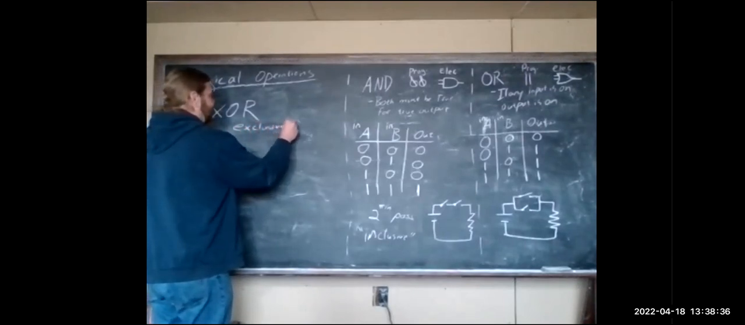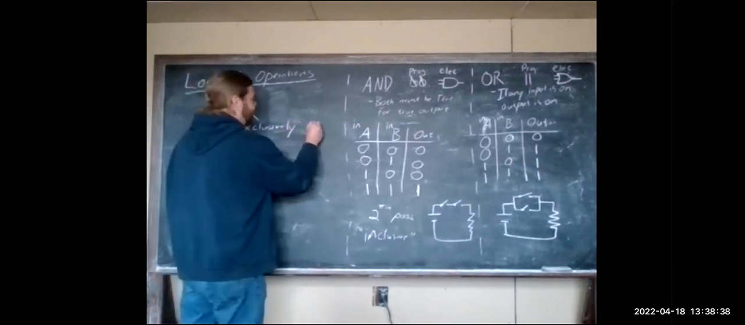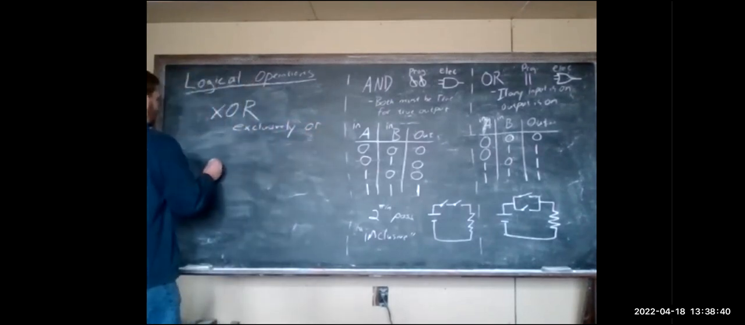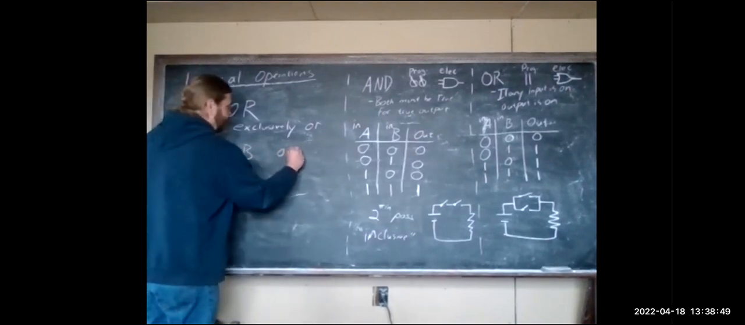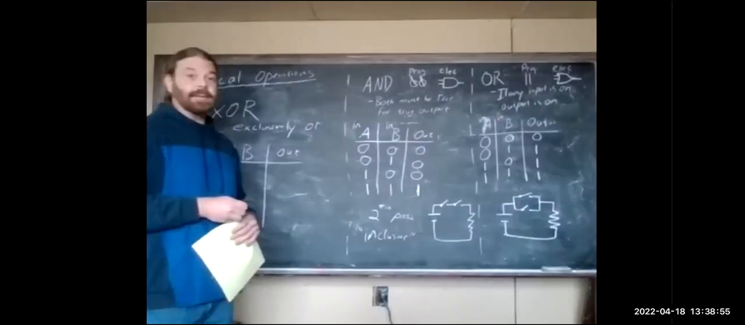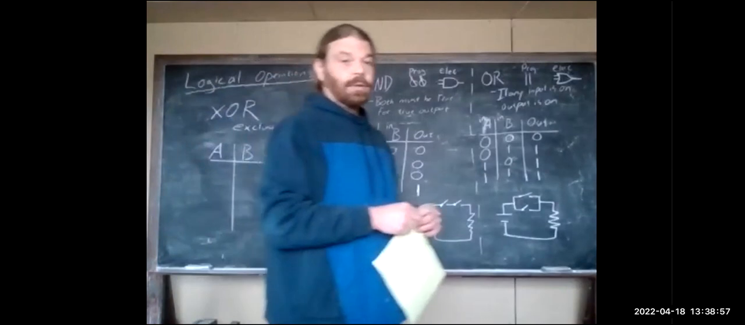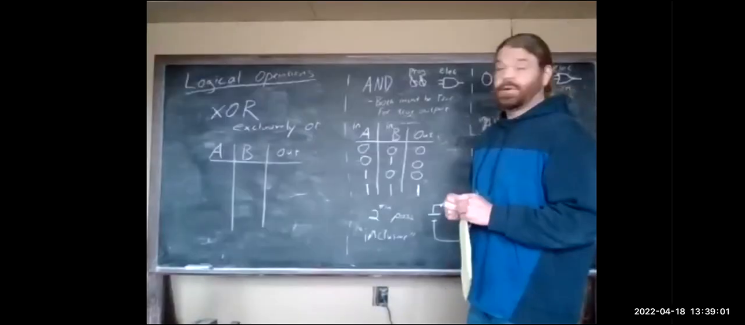Or I'm going to write it as an abbreviation, XOR, exclusively OR, which I'll put in the truth table here. So we have two inputs again and an output. Is XOR an OR and a NAND? Yes, NAND and OR.